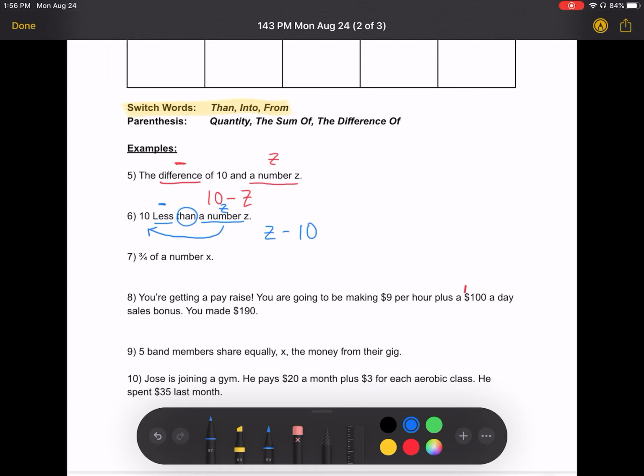And then we have 3/4 of a number x. Of is going to be multiplication. Let's use the dot so we don't get confused. And then a number x is the variable x. So 3/4 times x, and that's multiplication.